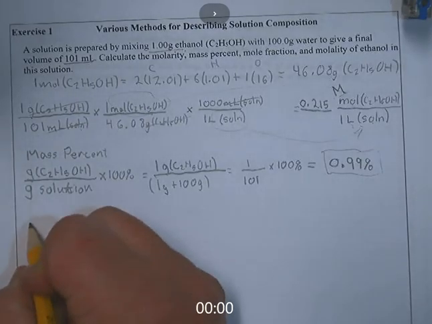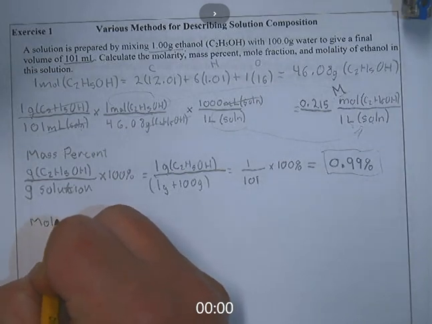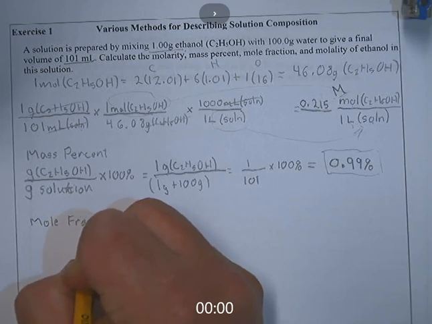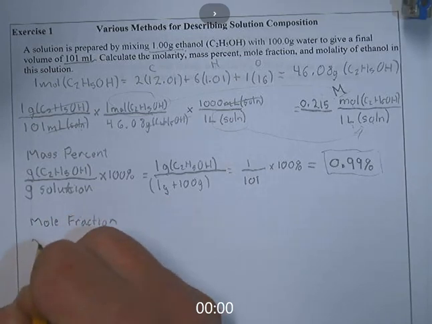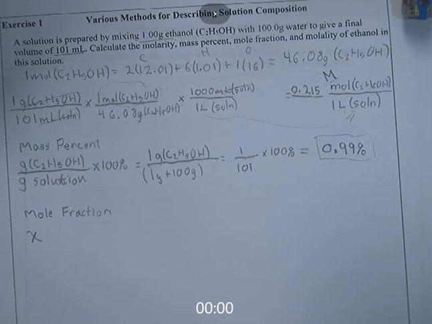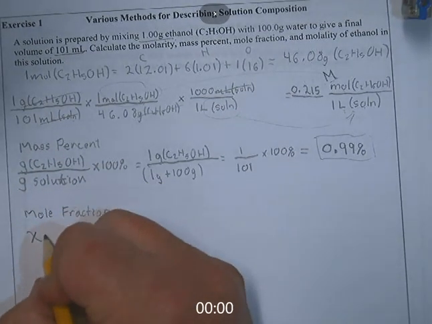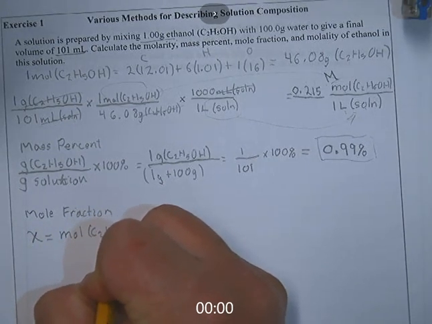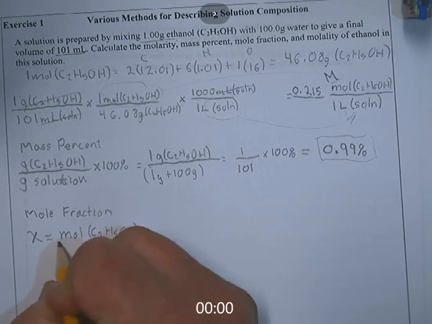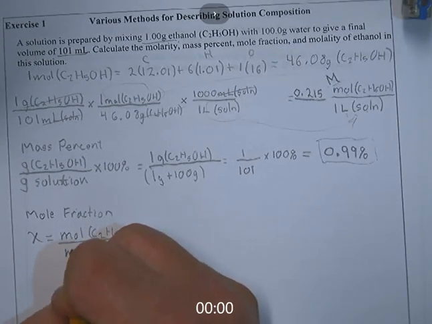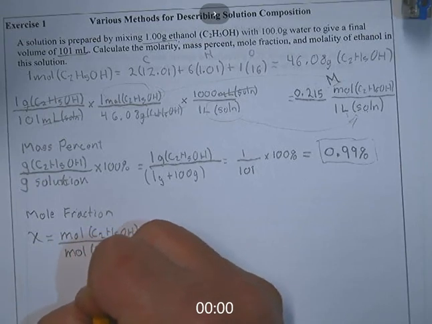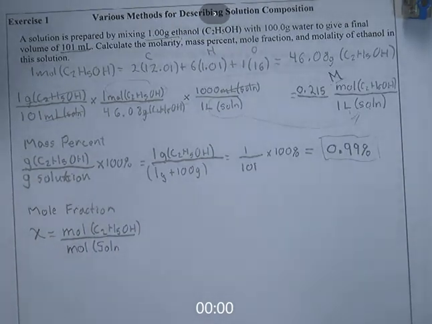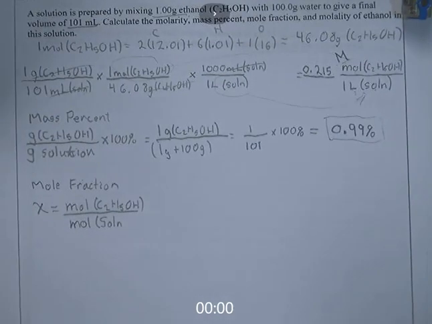Okay, next we want to find the mole fraction. It's kind of like mass percent, except it deals with moles. That's designated by this large X Greek letter, and it's the moles of ethanol over the moles of the solution, which is the ethanol plus the water together. This problem is a little more involved because we have to figure out how many moles of each we have.